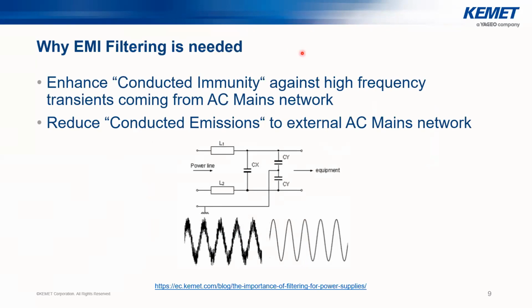Why do we really need EMI filtering? Well, it is needed firstly to make the end device immune to high frequency transients coming from the AC mains network, and also to make the AC mains network immune to high frequency transients coming back from the device to the AC mains. So not only is the filtering block preventing the inward flow of disturbances, but in many cases it also prevents an outward flow of disturbances. The key terms here are conducted emissions and conducted immunity, as this is more effective against conducted and not really radiated disturbances.